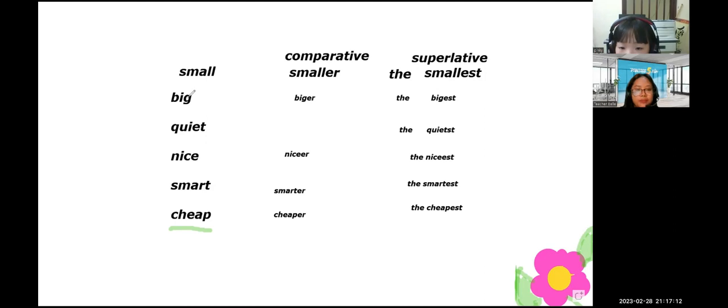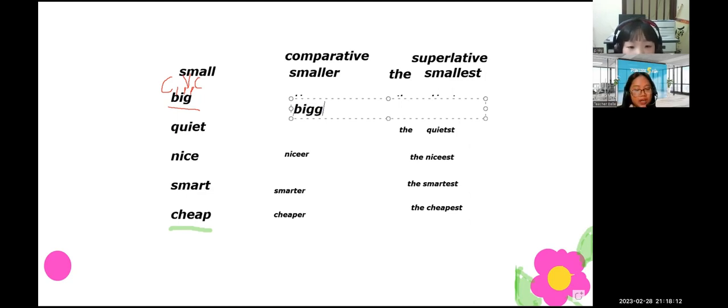Now, just look at this: big. Big is a sample of a short adjective, okay? Now look at big. B is a consonant, I is a vowel, right? And G is another consonant, am I right? So if the adjective ends with consonant, vowel, consonant, you double the last letter of the word. That means big in comparative form: B-I, double the G, add E-R, bigger. Oh, bigger. Okay. Oh, I'm wrong.